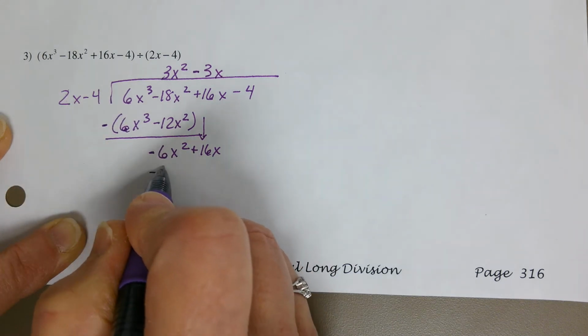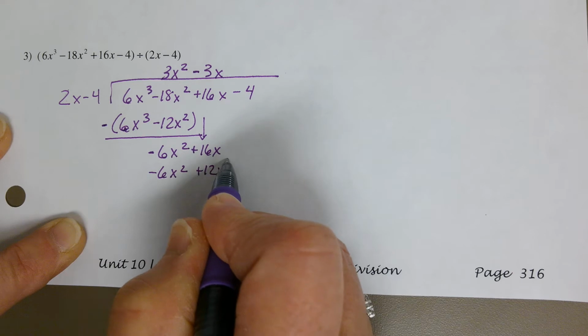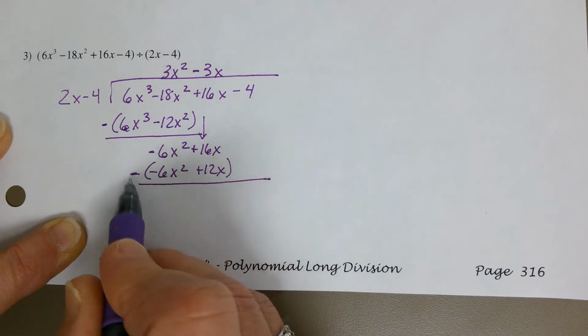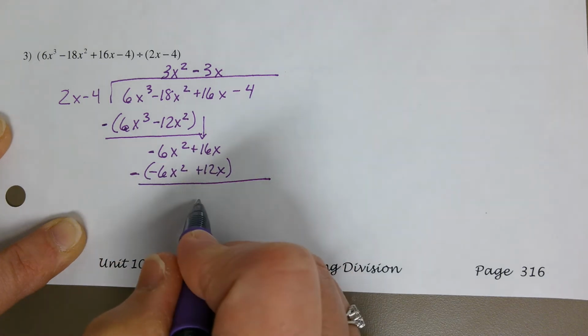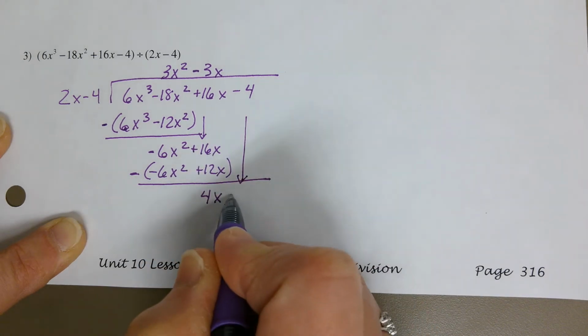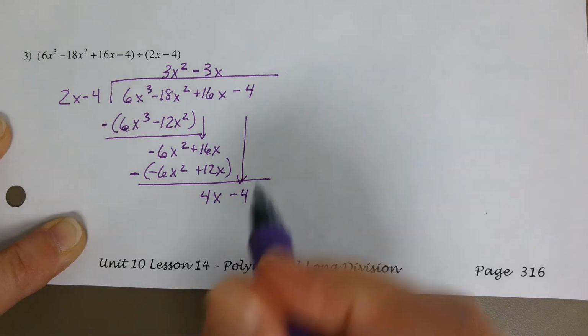Multiply negative 6x squared plus 12x. Wrap in parentheses and subtract. 0, 16x minus 12x is 4x. Bring down the next term, the minus 4. 4x divided by 2x is 2.